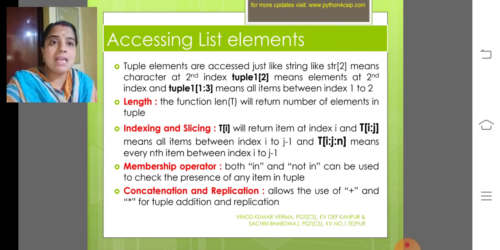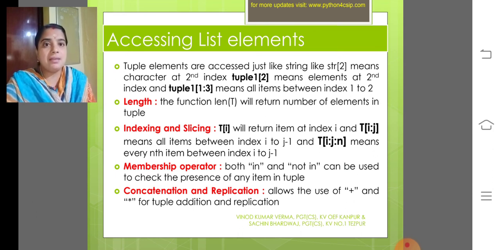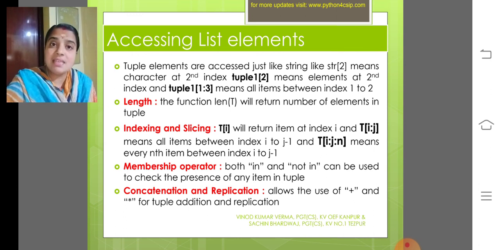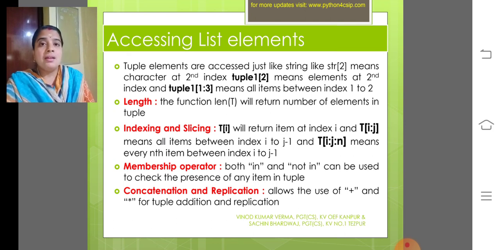The tuple elements are accessed just like strings, meaning character at a second index, tuple of 2. Element at a second index, tuple of 2. We can have the slices. Many similarities here. If you want to count the total number of elements in a tuple, we can use the len function. The indexing and slicing is very similar with the tuple and a list, and it is very similar with the string also.